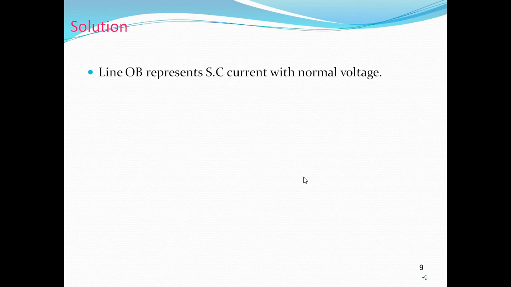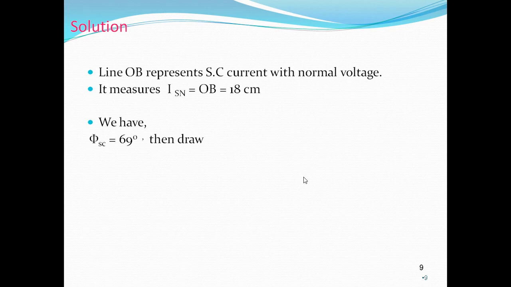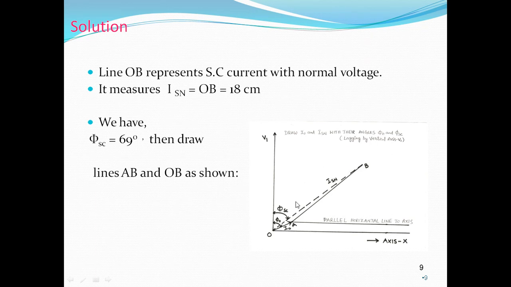So the line OB represents short circuit current with normal voltage, which is I_SN equal to how much? 18 centimeters, where phi_SC is equal to 69 at an angle of 69. So lines AB and OB are shown like this. So what we have to do? We have to draw OB and join AB.